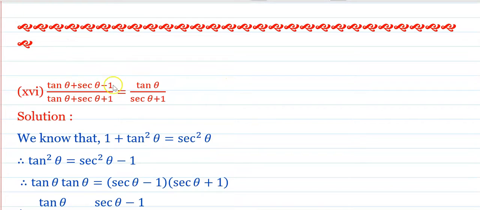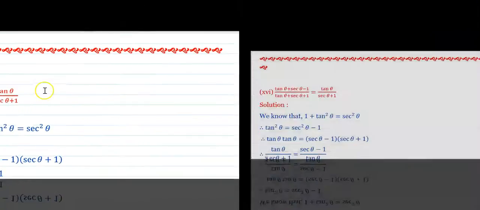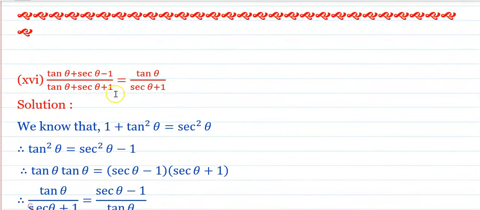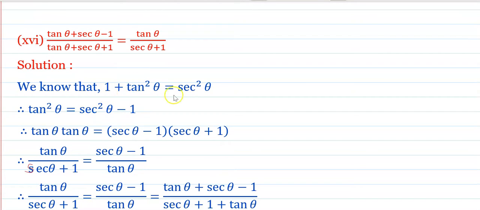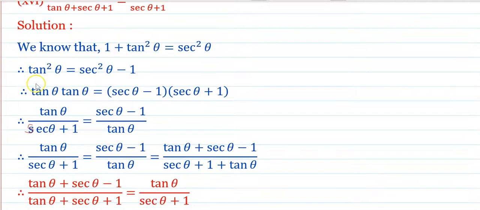Tan theta plus sec theta minus 1 upon tan theta plus sec theta plus 1 is equal to tan theta upon sec theta plus 1. Okay, now consider the identity 1 plus tan square theta is equal to sec square theta. Now this can be written, we take the 1 to the right hand side, and therefore you will get tan square theta is equal to sec square theta minus 1.